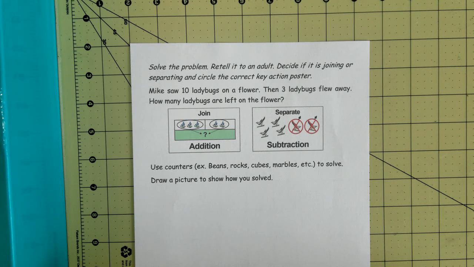So I'm going to read it one more time, and I want you to imagine the story, and then you're going to retell it. Mike saw 10 ladybugs on a flower. Then 3 ladybugs flew away. How many ladybugs are left on the flower? So go ahead and retell the story to someone there at home. Tell what happened at the beginning, the middle, and the end.